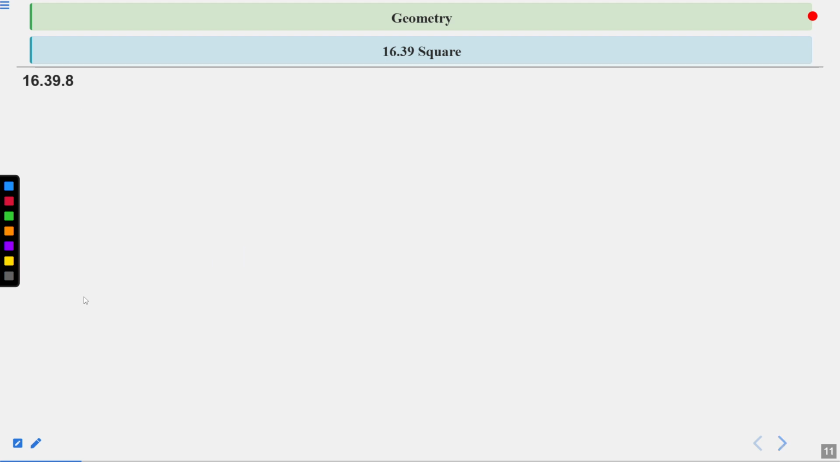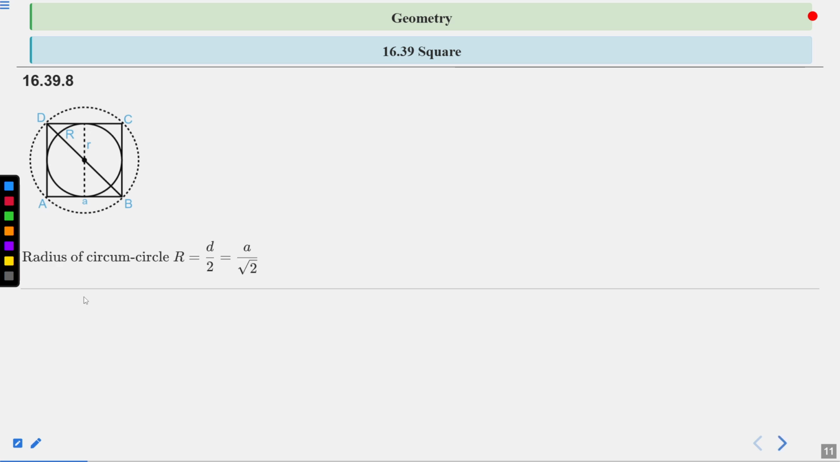Next one, 16.39.8 formula. This is the diagram. Now we can calculate the circumradius. The radius of the circle, capital R, is equal to d by 2 or a upon root 2, where d represents the diagonal of this square.